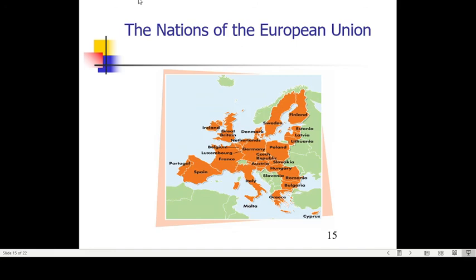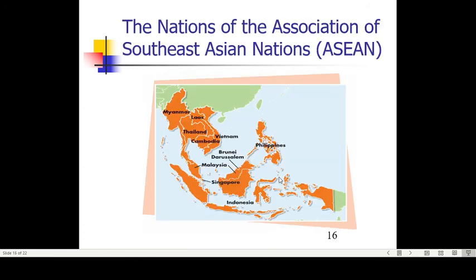So as you can see for the EU, we have Ireland, Portugal, Spain, France, Germany, Poland, Malta, Greece, Romania, Finland, and so on and so forth. For ASEAN countries, we have the Philippines, of course, our very own country, Indonesia, Singapore, Malaysia, Brunei, we have Cambodia also, we have Vietnam, Thailand, Laos, and Myanmar.